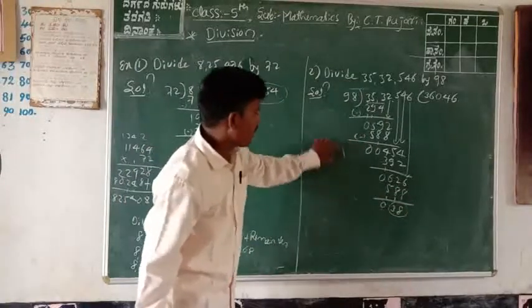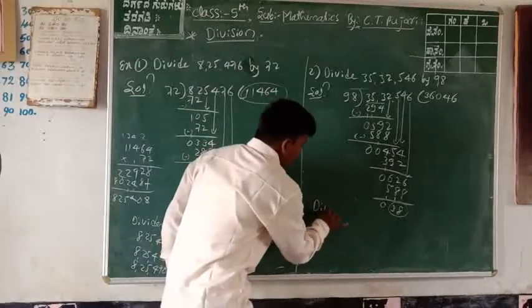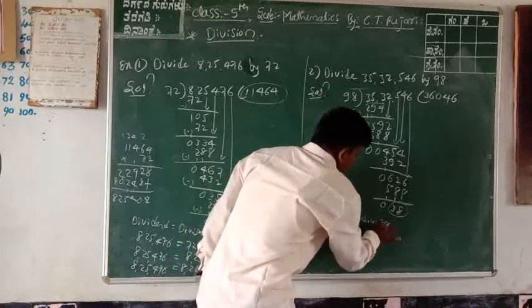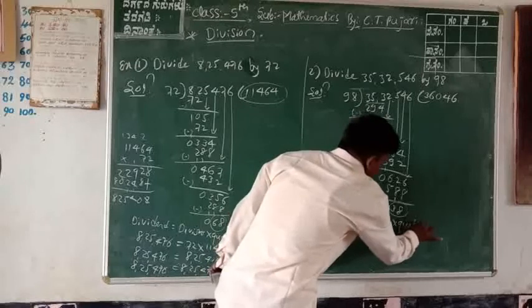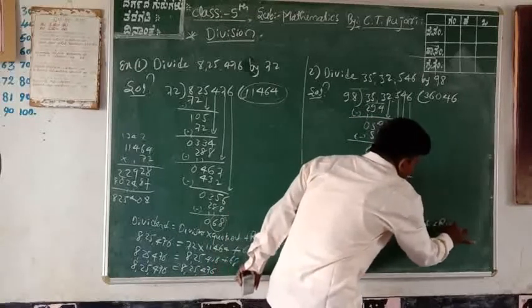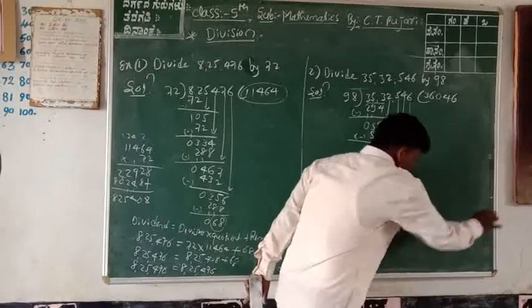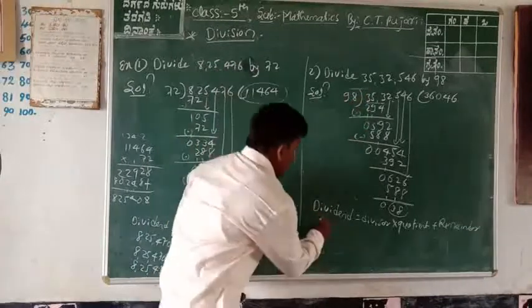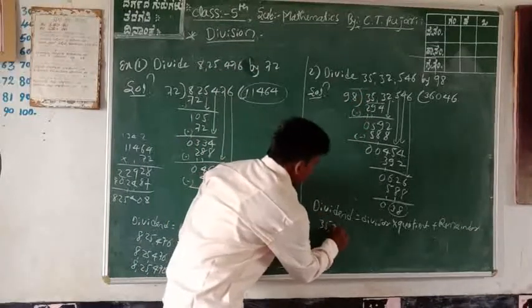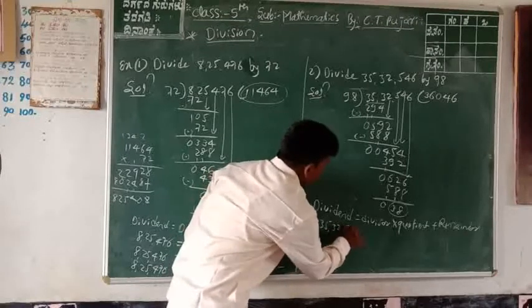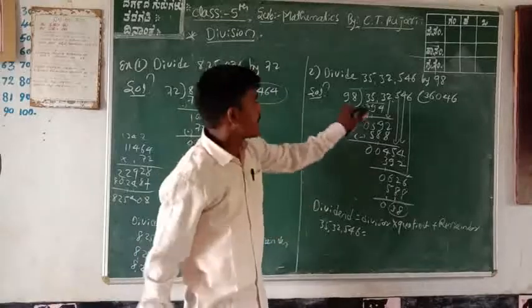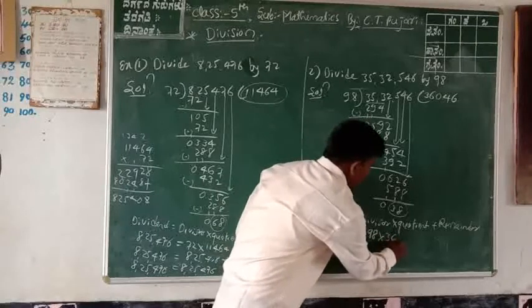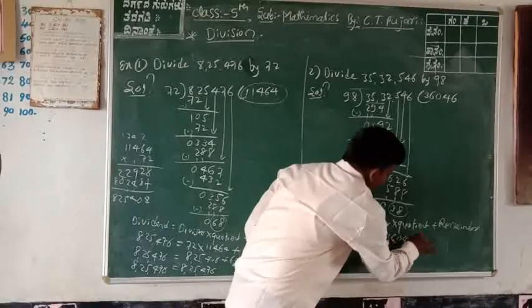Next you can take your formula. Dividend is equal to divisor into quotient plus remainder. Again substitute the values. Dividend is 35 lakhs 32,546, equal to divisor 98, into quotient 36,046, plus remainder 38.